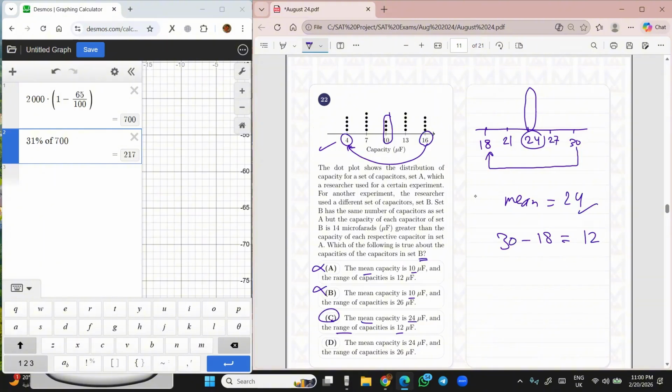Why not D? The mean is 24, yeah, but the range is 26. From where did we get the 26? 26 is not correct. The range is the last, or let's say the greatest minus the least. 30 minus 18, which should be 12.